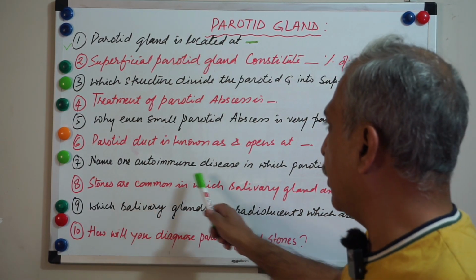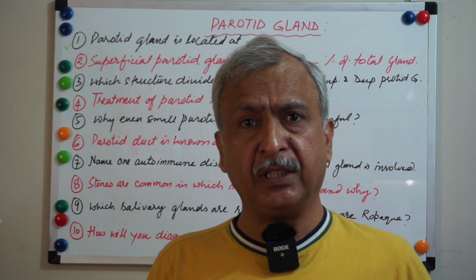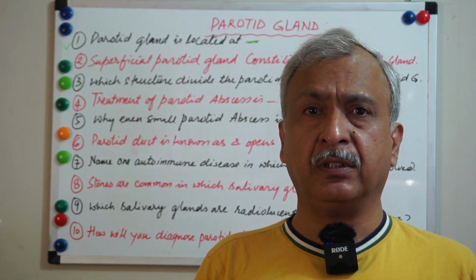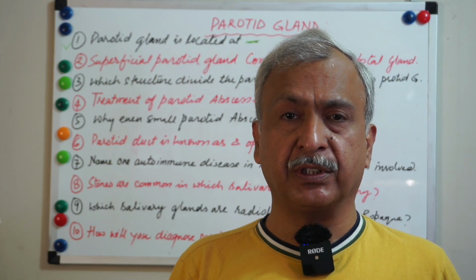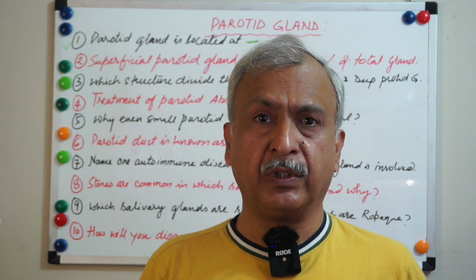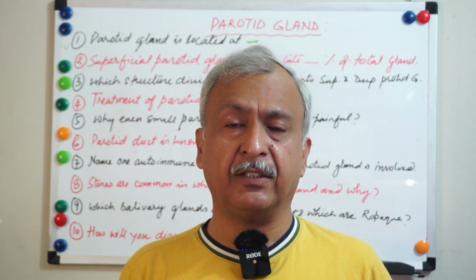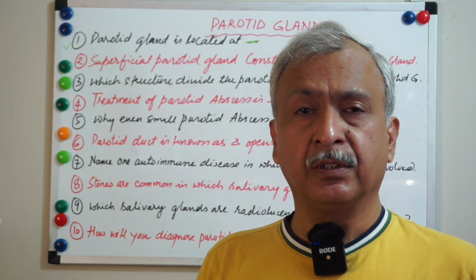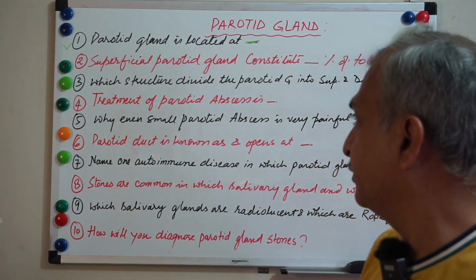So name one autoimmune disease in which the parotid gland is involved. There are many diseases which can involve the parotid gland, but here you have to give the autoimmune disease. So you must know what are the autoimmune diseases which can involve the parotid gland, and what are the features of those diseases when they involve the parotid gland.